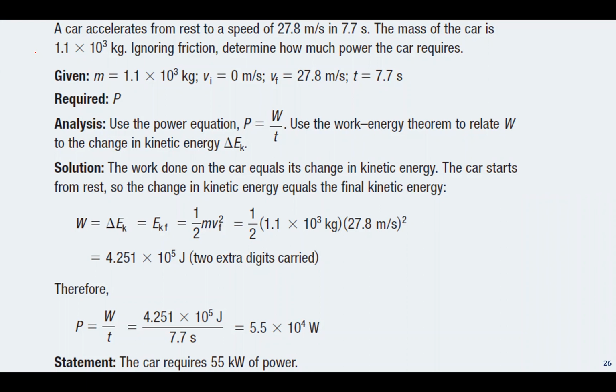W equals delta EK, which is EKf, the kinetic energy in the final state, which is 1/2 times m vf squared, which is approximately 4.251 times 10 raised to the power of 5 joules. Therefore, P equals W over t, which is 4.251 times 10 raised to the power 5 over 7.7 seconds, which is approximately 5.5 times 10 raised to the power 4 watts. So the car requires 55 kilowatts of power.